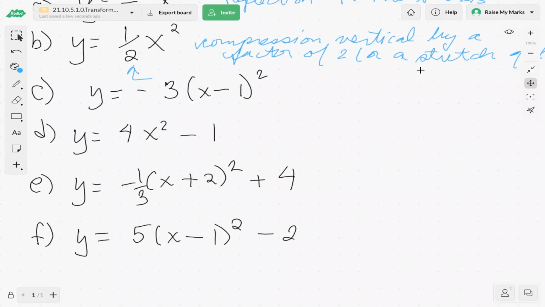Next one, part C, y equals negative 3 times x minus 1, all squared. We have a few transformations here: the negative, the 3, and this 1. The negative is a reflection in the x-axis. The 3 is a vertical stretch of factor 3.